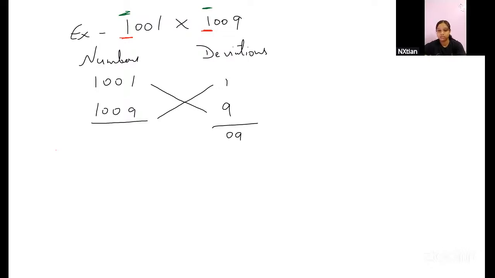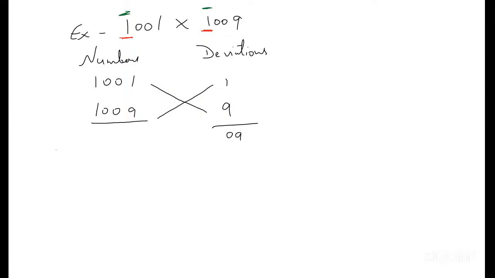101,009. 1010. Okay, 1009 plus 1 is 1010. Okay, and now we will put them together: 1010 and 101009.